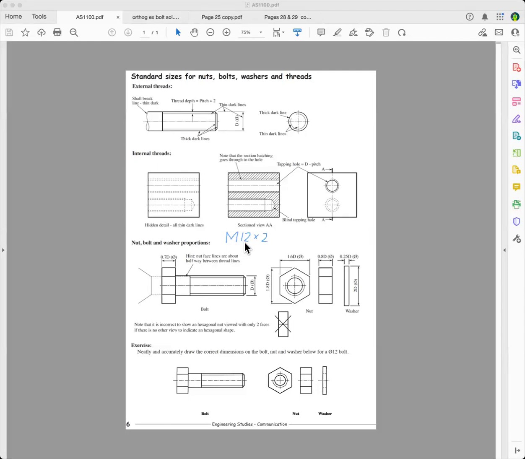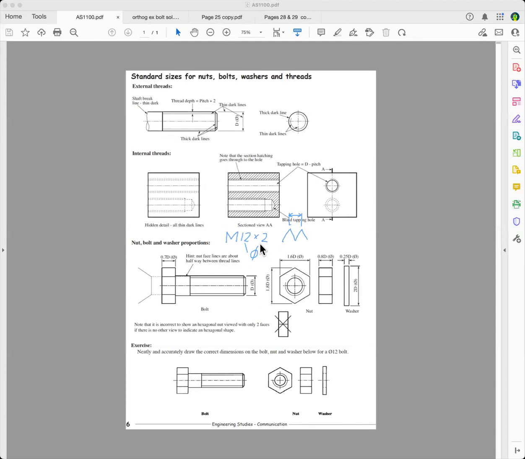The 12 is the diameter, and you always show diameter by the symbol, as shown just there. And the 2 is the pitch, and the pitch is the distance between one peak and the next. So that there is the pitch. And if you go and buy an M12 by 1.5 pitch, it won't fit an M12 by 2 pitch. So you've got to know what sort of pitch it is.